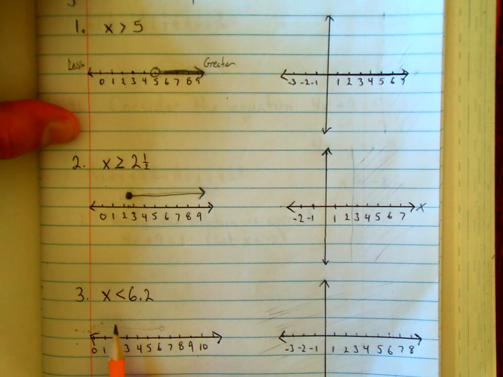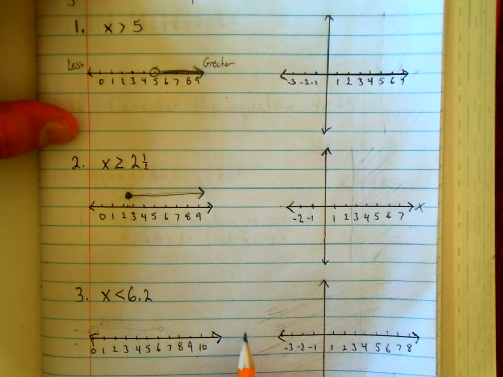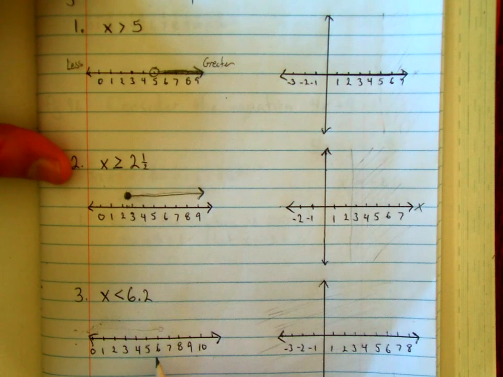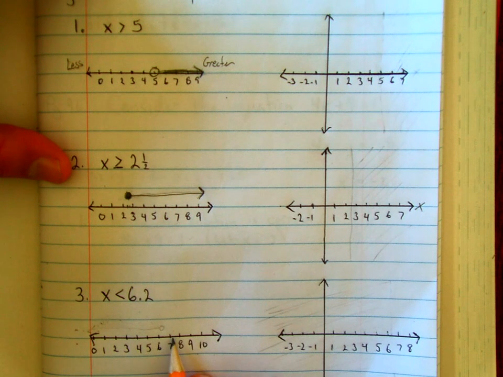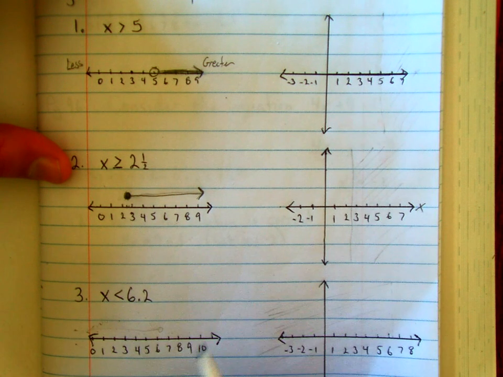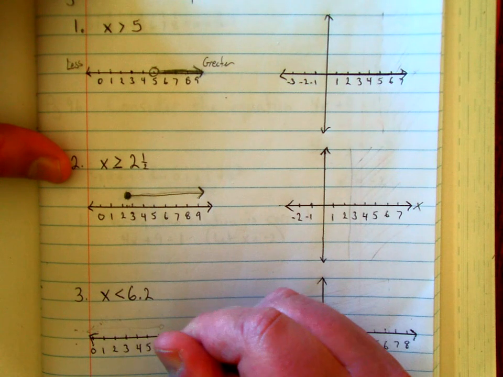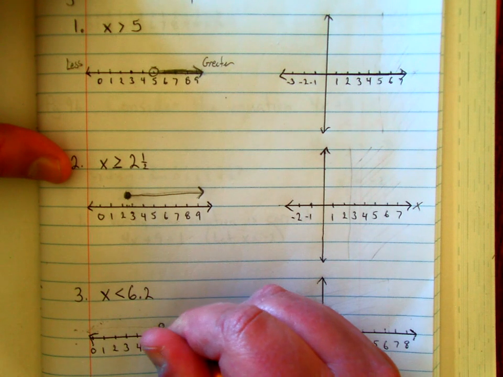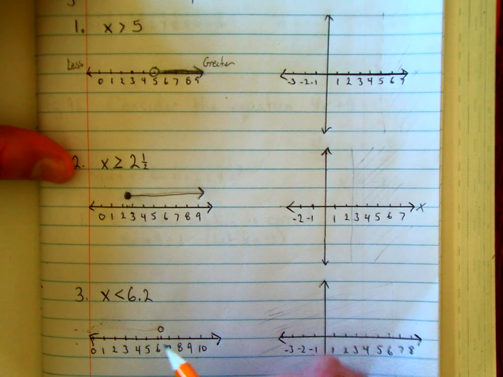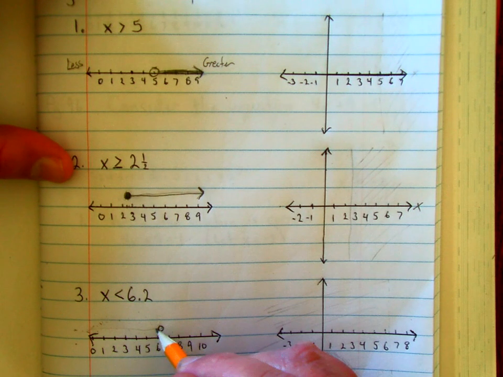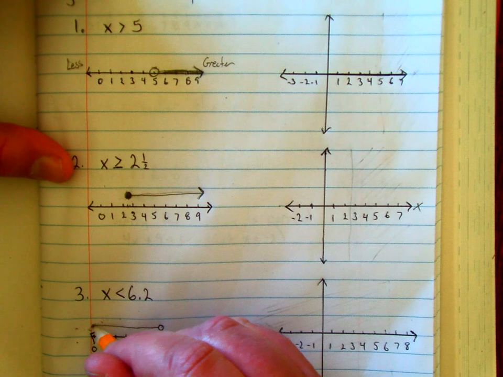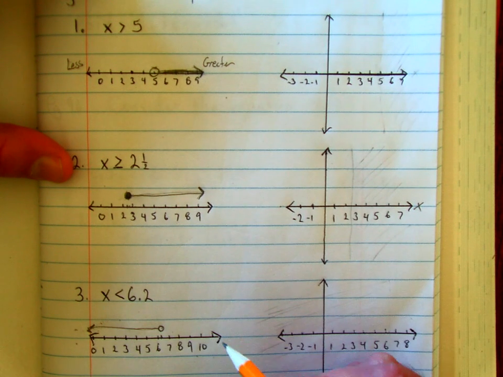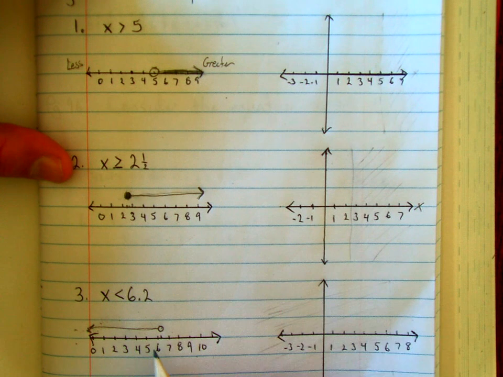On the third one, x is less than 6.2. Again, I need to locate 6.2 on my number line. So somewhere between 6 and 7, I'll find 6.2. 6 and 2/10. It's going to be around there. And so I'm going to create my circle above 6.2. And x is all the numbers less than that. So any number smaller than 6.2 is part of the solution set.